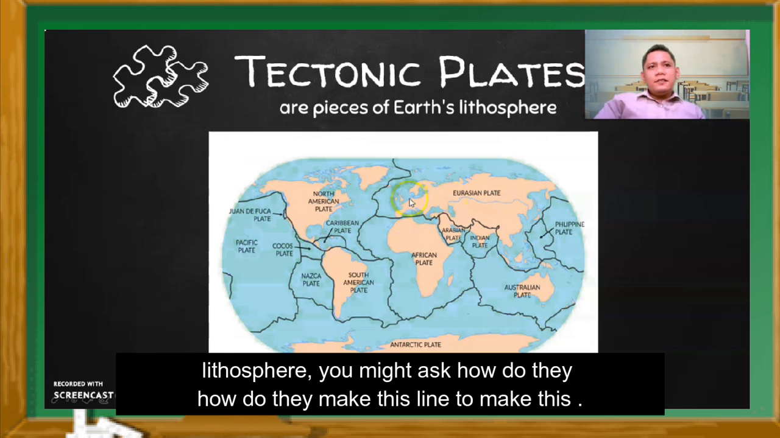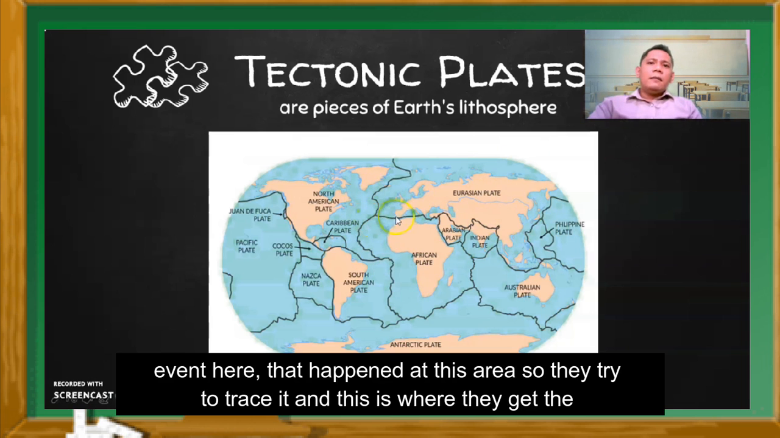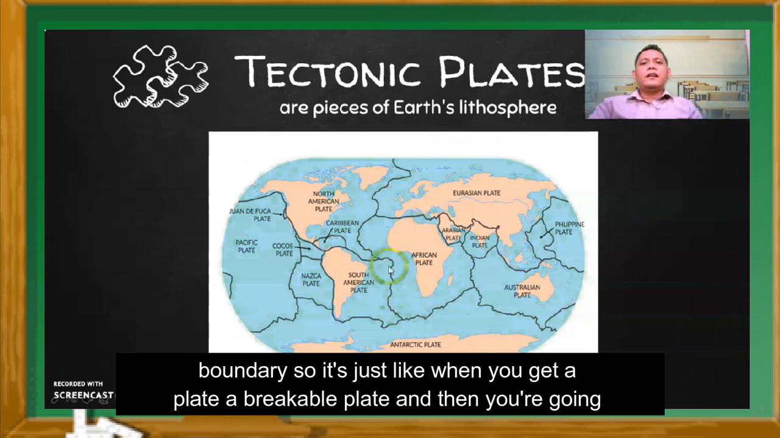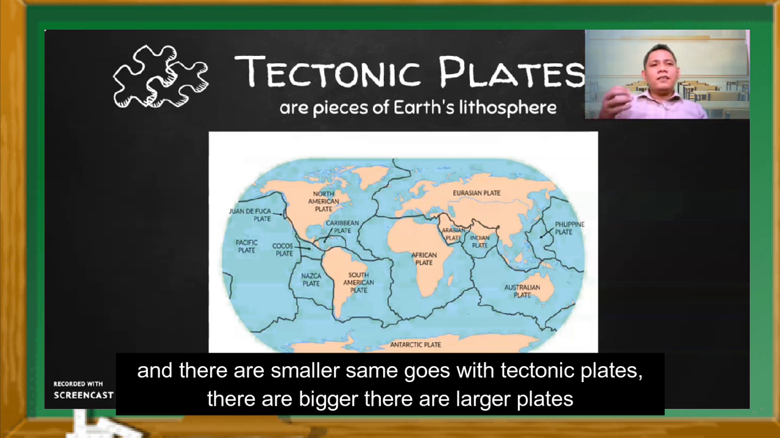Okay, you might ask, how do they make this line? How do they make this boundary? Geologists try to get data on the geological events that happened here. Most of the events that occurred happened in this area, so they try to trace it, and this is where we get the boundary. It's just like when you get a breakable plate and let it fall on the ground. What will happen? It will break, and there are chunks that are bigger and there are smaller ones.